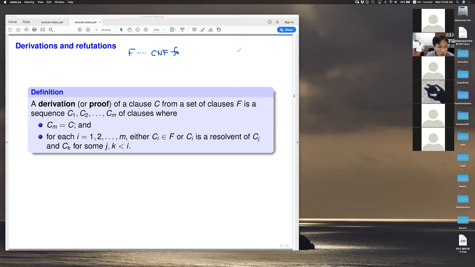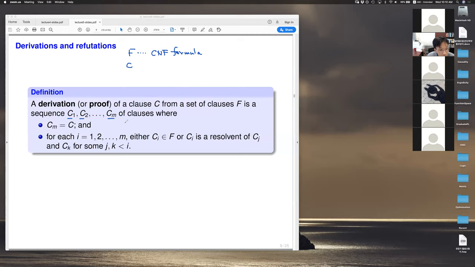So for derivations, we have a CNF formula F, and then we have some clause C. The derivation or proof of this clause C from this CNF formula F means a sequence of clauses C1, C2, up to CM.